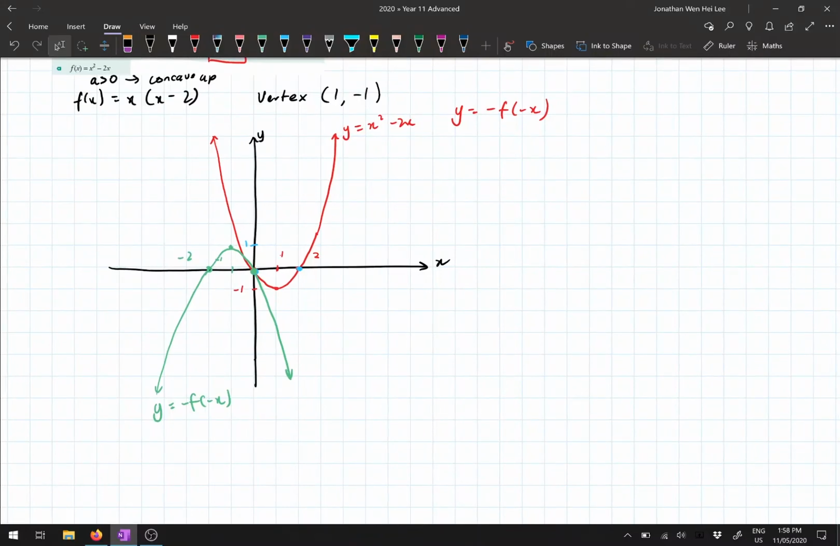So we've covered 3 graphical transformations here. What happens when we reflect our graph along the x-axis? What happens when we reflect our graph along the y-axis? And what happens when we rotate our graph at the origin by 180 degrees?